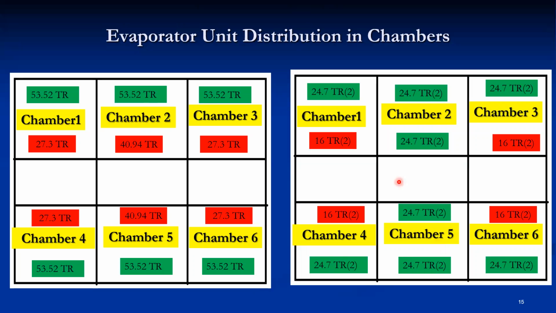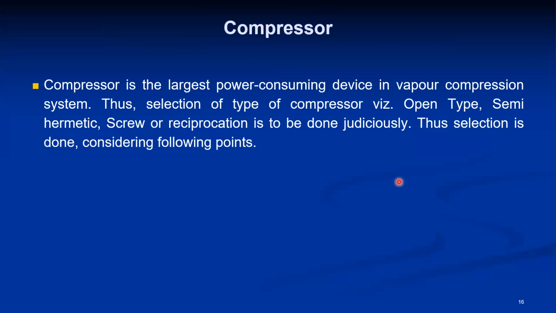So this is about the evaporators. Then compressor selection, because the compressor is the largest power consuming device in the cold storage or any large installation. Thus the selection of type of compressor, that is open type, semi-hermetic, screw, or reciprocating, is to be done judiciously.